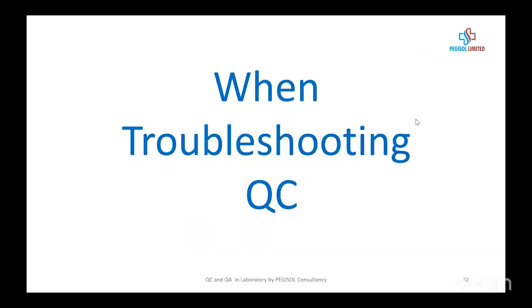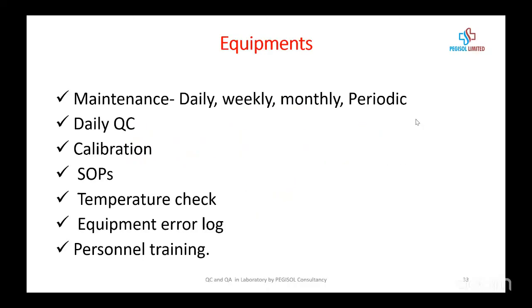So when troubleshooting QC, what do you do? First you check the equipment. It could be a maintenance issue: daily, weekly, periodic maintenance, daily quality control, calibration, SOPs, temperature check, equipment error, the personnel training. All these things you need to know. This could cause QC failures. So if the maintenance is not properly done on an equipment, whether weekly, daily, monthly, it can affect the quality control.